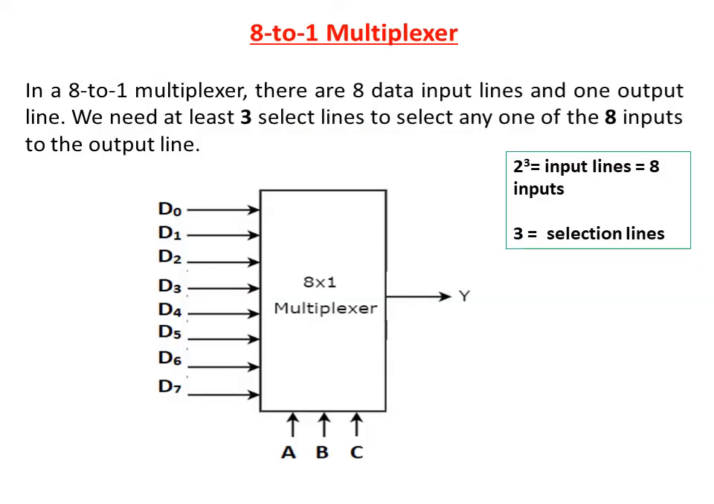8 to 1 multiplexer. In this multiplexer, we need 8 data input lines and only 1 output line. The 8 data inputs are represented as 2 power 3, so we need 3 selection lines. The 3 selection lines are represented as A, B, C, and the 8 data inputs are represented as D0 to D7, and the single output is represented as Y. This is the block diagram representation of 8 to 1 multiplexer.